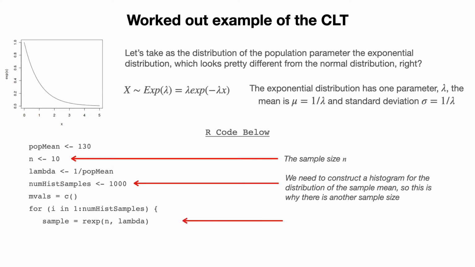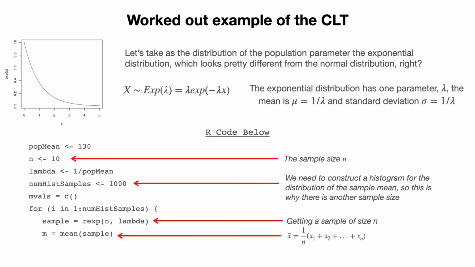This we can do very easily. We have a function in R that, given the n and the lambda, which are the parameters of our exponential distribution, gives us a sample of size n. Then we calculate the mean. With the function mean, we are essentially implementing the equation for the sample mean. So we have this number m, which is one realization of our sample mean. We keep storing these values, and we'll have 1,000 because the number of samples for our histogram is 1,000.